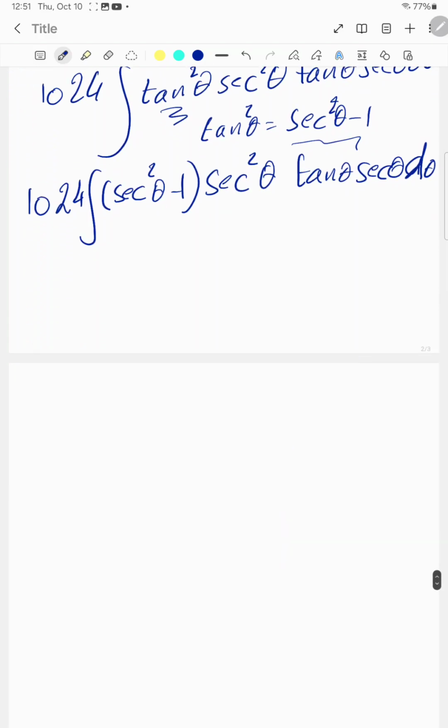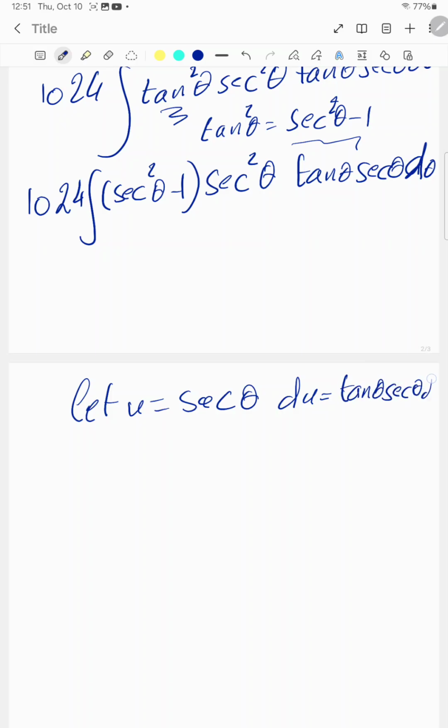Here I can say let u equal sec theta. So my du is equal to tan theta sec theta d theta. It's a formula you learned in Calculus 1. The derivative of sec theta is tan theta sec theta.